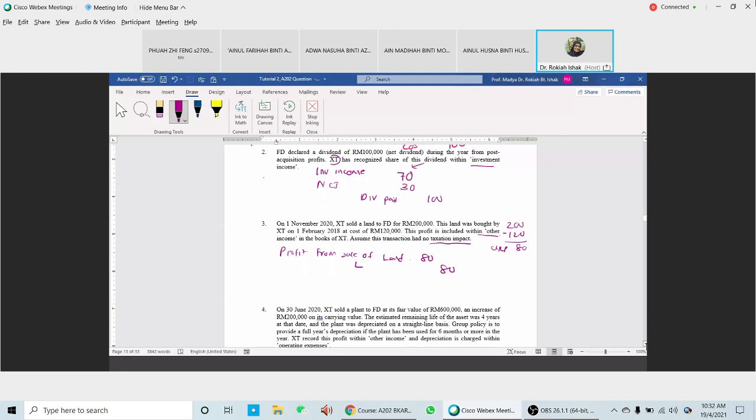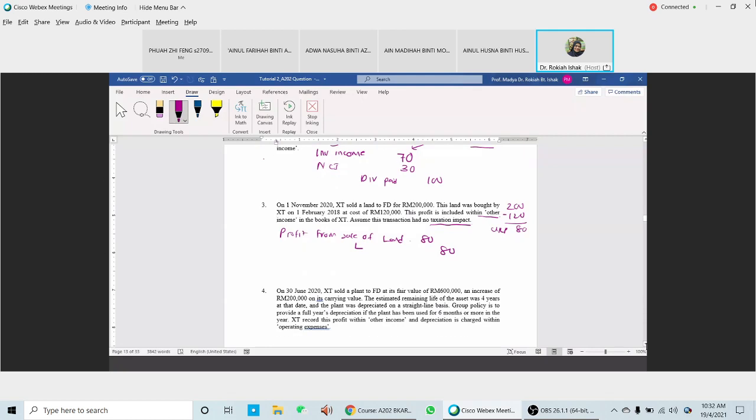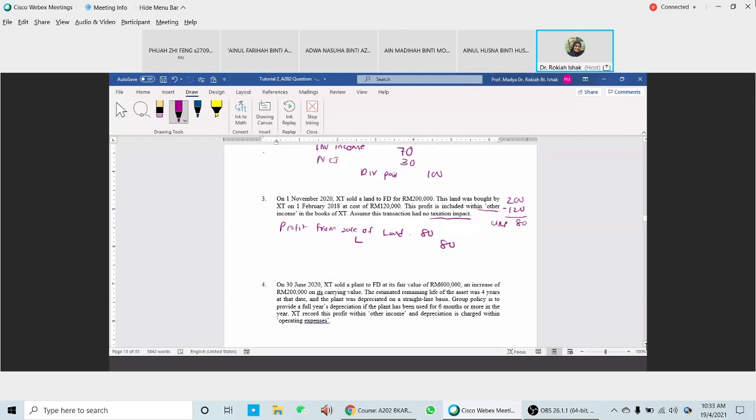Okay, and then the next one, on 30th of June 2020, XT sold a plant to FD at a fair value of 600. So this one is a downstream, an increase of 200 from the carrying amount. So the fair value was 600, the book value here will be 400. The difference between these two is a profit of 200, and this profit is going to be realized over 4 years. How are we going to realize it? Through depreciation. So every year we're going to have 50 realization of profit.